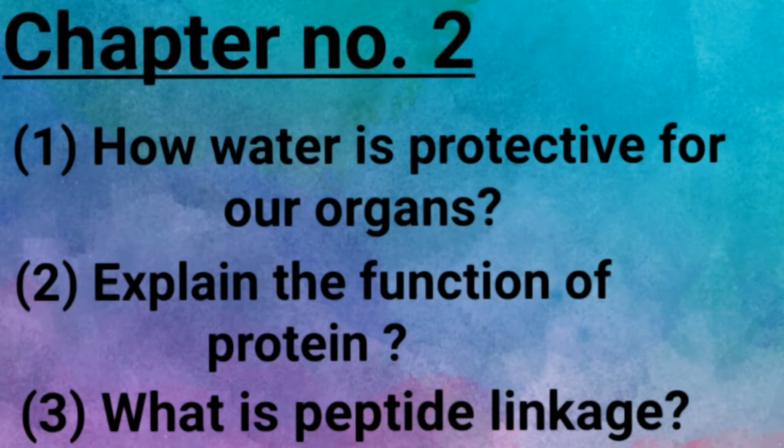The second short question is, explain the function of the protein. Here you only have to mention its function. The third is, what is peptide linkage? You have to mention its definition along with its example. Okay, that is of amino acid. Now let's move towards chapter number 3.